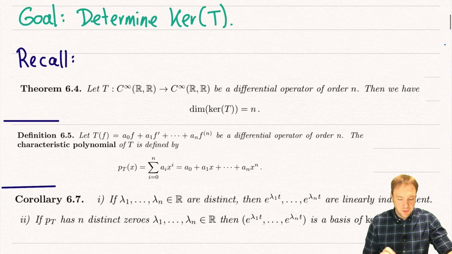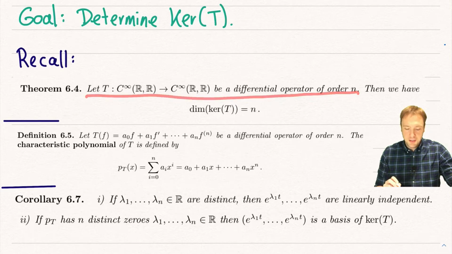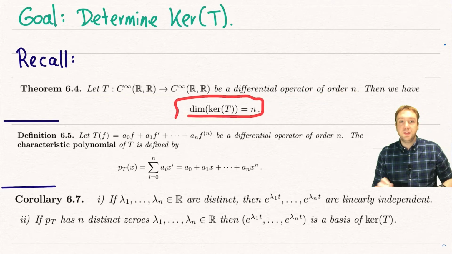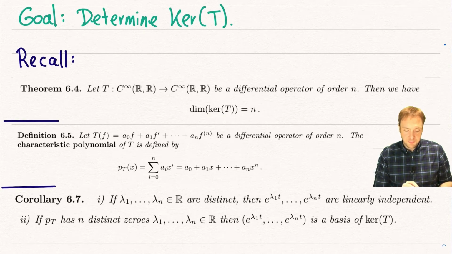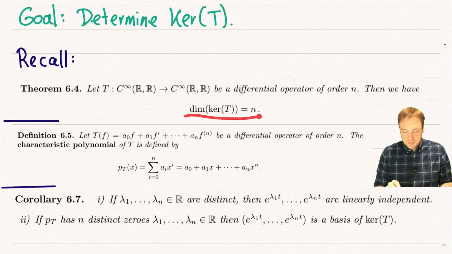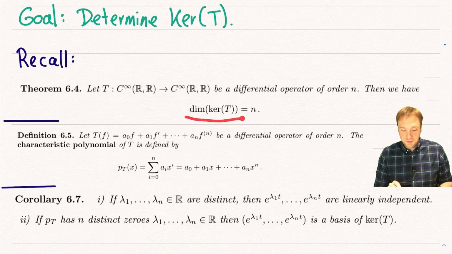Recall that we had this theorem 6.4, which stated that if we have a linear differential operator of order n, then the dimension of this kernel is exactly n. But this theorem we didn't prove yet, and it will be one part of today's lecture. But since we just talked about real vector spaces in this lecture, we will just give a sketch of proof for this statement, because we also need complex numbers to actually prove this.